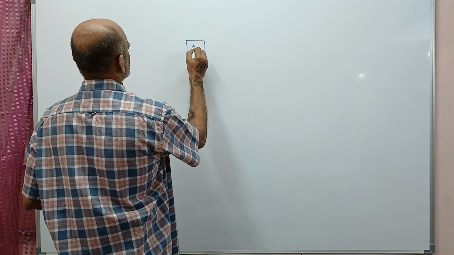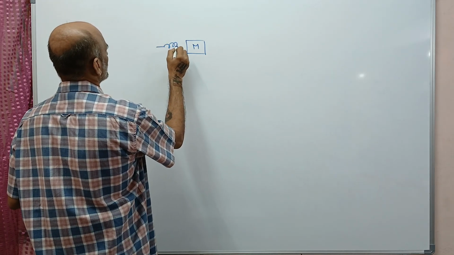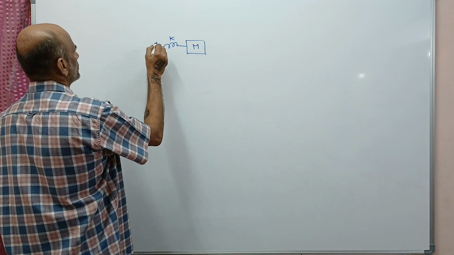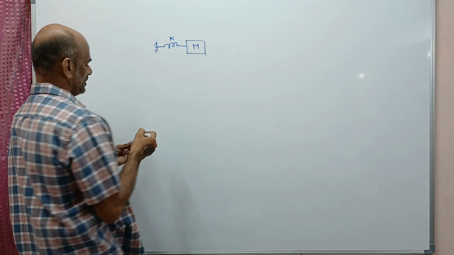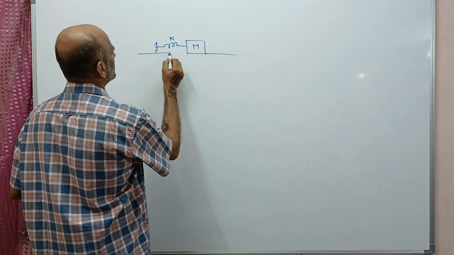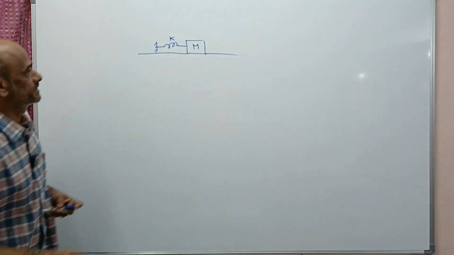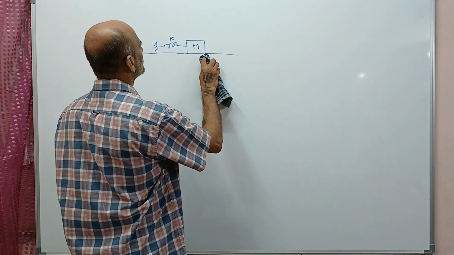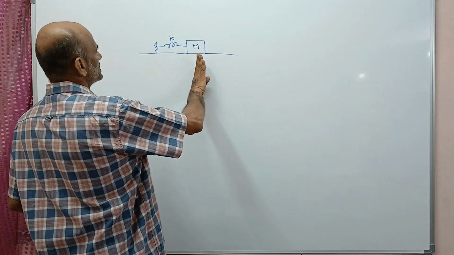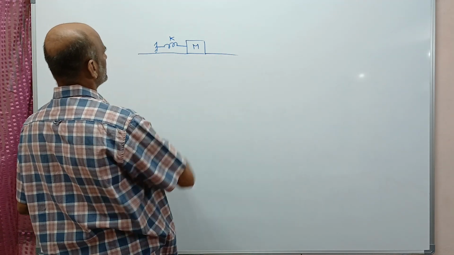A block of mass m connected to a spring of spring constant K, which is fixed at one end, and the whole thing is lying on a horizontal surface. This is the relaxed position of the spring. So from this relaxed position, I take this mass to a distance of A and leave it.